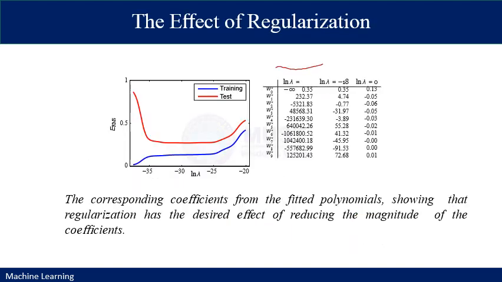So as you can see, by controlling the learning parameters, you can control the amount of weights or coefficients for each type of polynomial. So the corresponding coefficients from the fitted polynomial show that regularization has the desired effect of reducing the magnitude of the coefficients. So this will reduce the training set and the test set error.